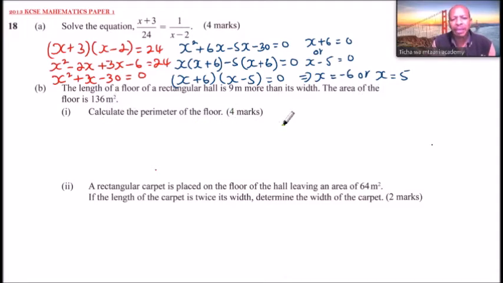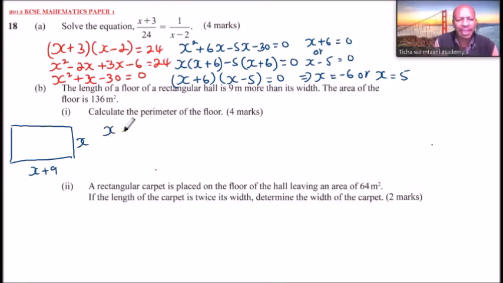Calculate the perimeter of the floor. Now, to be able to do that, I always say it is good to make a sketch of that, so that you can be able to see properly. So we are told that the length is 9 meters longer than its width. So as we say, the width is x centimeter, the length is x plus 9. So the area is x multiplied by x plus 9, and we are given the area is 136.